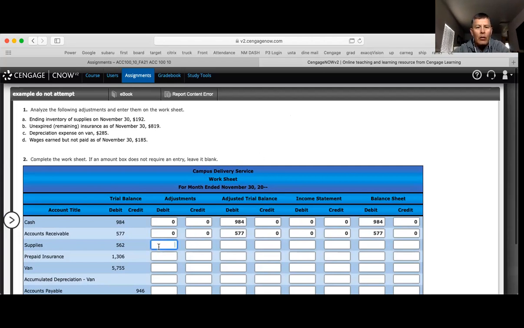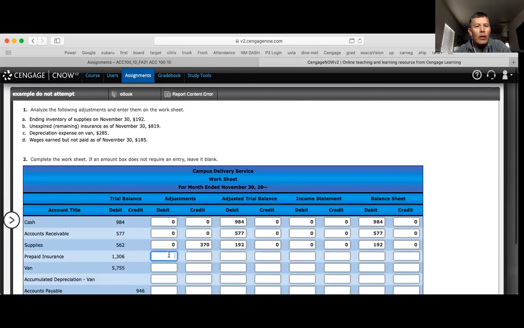It has a debit balance, so we're not going to do anything with a debit, but we are going to credit it for 370. Because remember, the ending balance in this account is going to be 192. So how do we get to 192? Well, 562 minus 370 gives us 192. So this will be 0 there, 0 here. Remember, our supplies does not go to the income statement. So our supplies balance is going to be 192 and then 0 on this one. Okay, all right, moving right along.